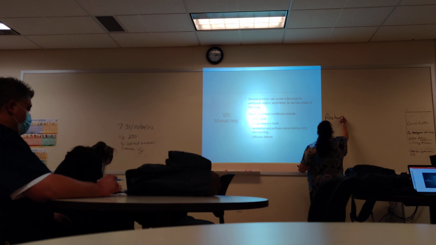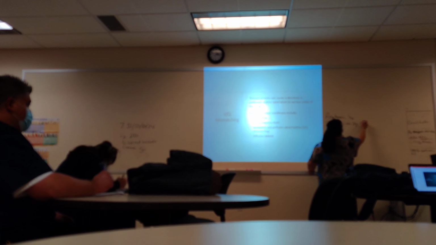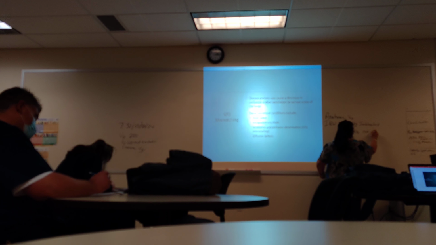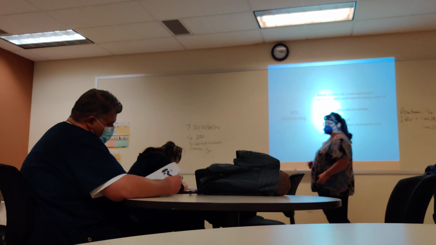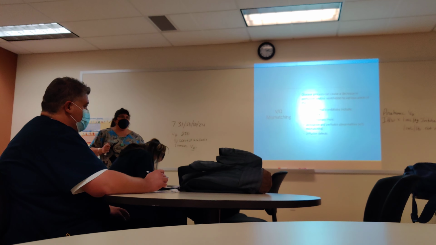Okay, so dead space. There's some stuff we can correct and some stuff we can't. Anatomic dead space is built into you as a human. That is the one we do the formula for, where we find ideal body weight. You take your ideal body weight and multiply that by 1 ml per kilo if they're tubed, and 1 ml per pound if they're not.